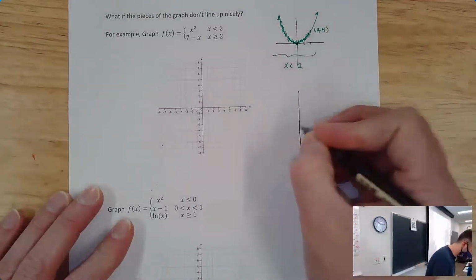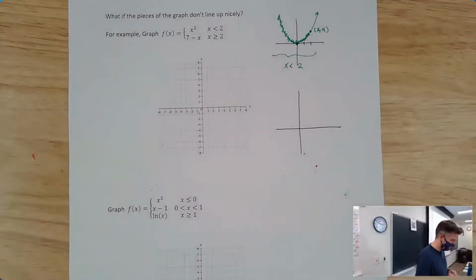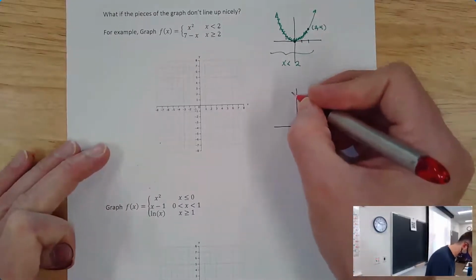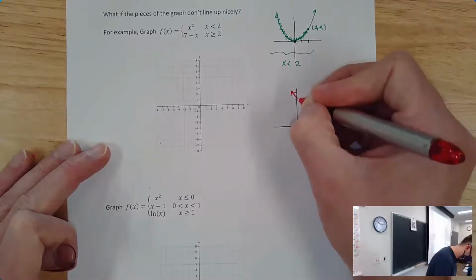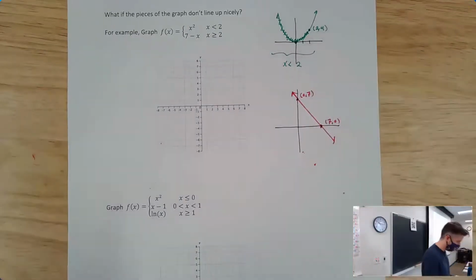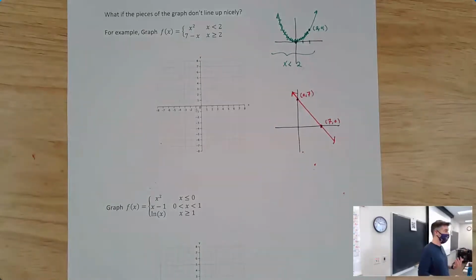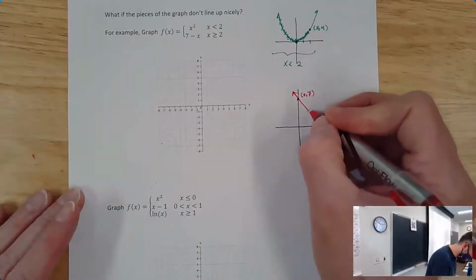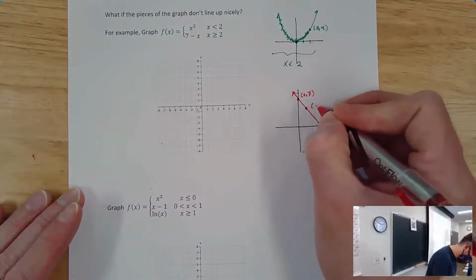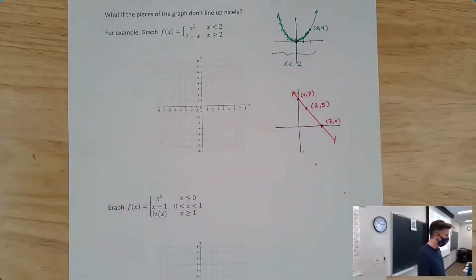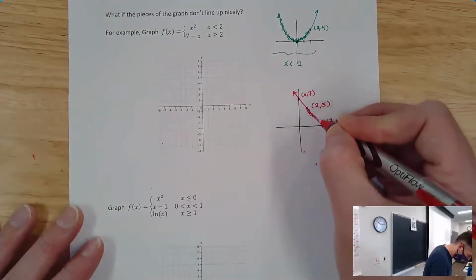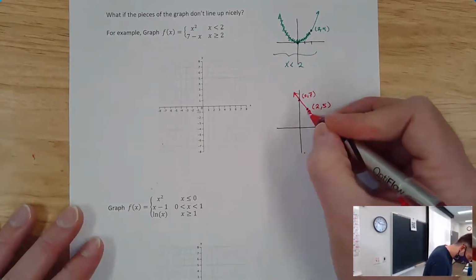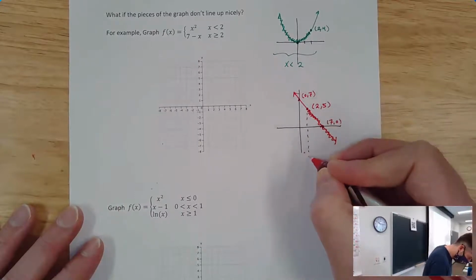Now, the other piece we've already graphed. We graph it again: 7 minus x. We know it has a y-intercept of 7 and an x-intercept of 7. And again, we're concerned with what's happening at x equal to 2. So I'm going to look at 2 again and see that here I've got the point 2, 5. And we can see that these are not going to meet up. That's okay. We want everything to the right of 2, 5, including that point.